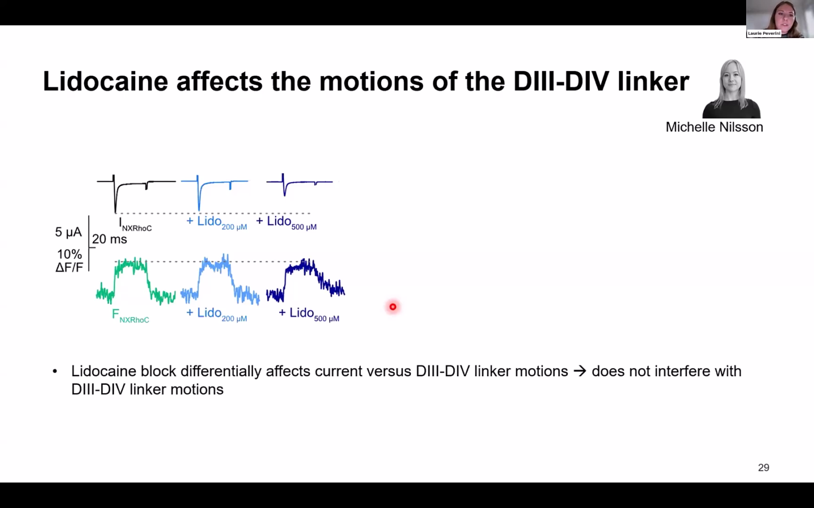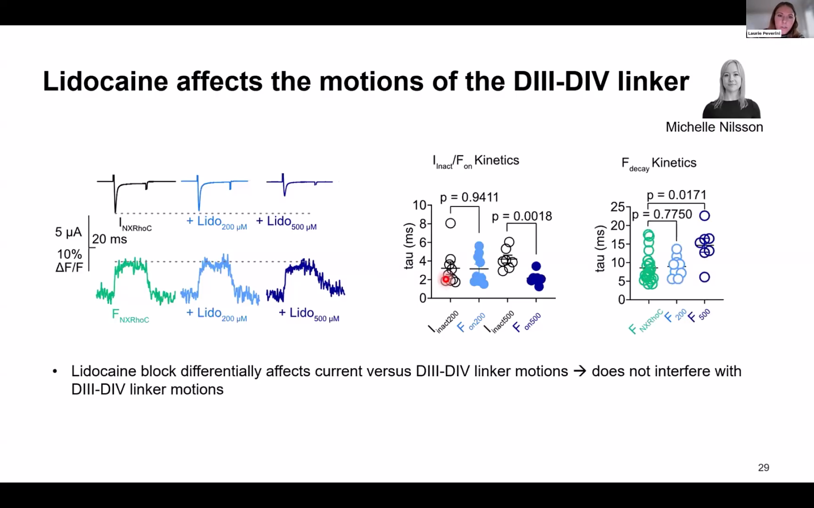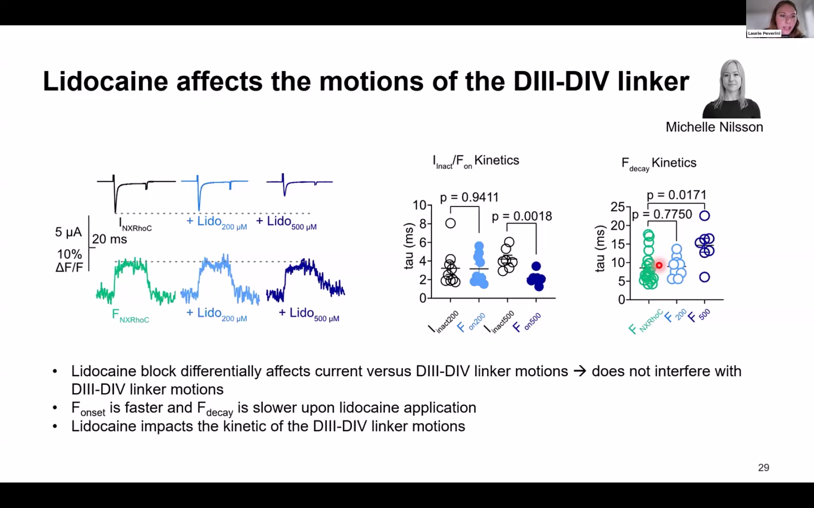But then we quantified the kinetics of the onset and offset of the fluorescent signals. This revealed that the kinetics of the onset of the fluorescence was faster and the kinetics of the offset was slower upon 5 micromolar perfusions of lidocaine. And thus, we have directly probed that lidocaine impacts the kinetics of the D3D4 linker motions, even if it binds to the pore and not to this linker.